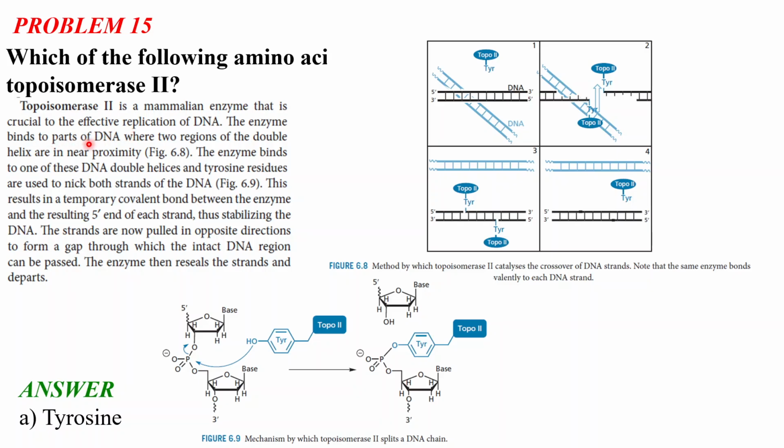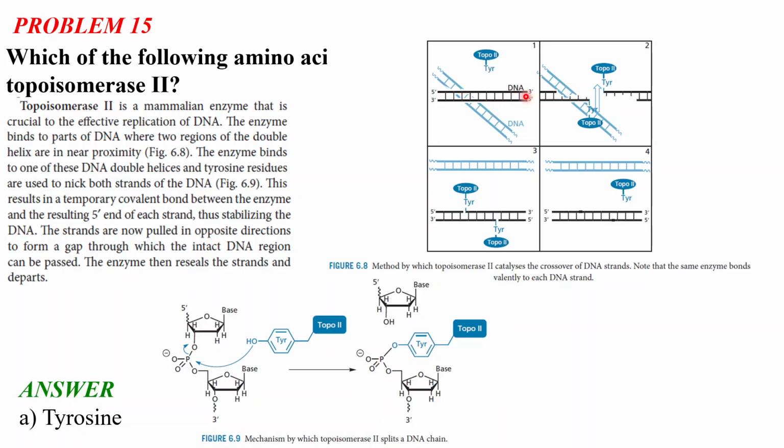The enzyme binds to the parts of the DNA where two regions of the double helix are in near proximity. The enzyme binds to one of these DNA double helices and tyrosine residues are used to nick both strands of the DNA. This results in a temporary covalent bond between the enzyme and the resulting 5' end of each strand, thus stabilizing the DNA. The strands are now pulled in opposite directions to form a gap through which the intact DNA region can be passed. The enzyme then reseals the strands.